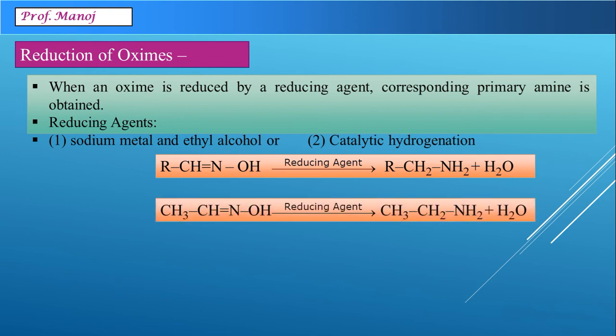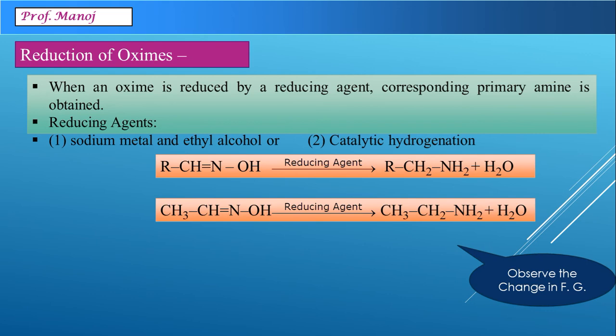You can see here CH3CH double bond NOH upon reduction gives corresponding primary amine. You can see the change. NOH is becoming NH2. The last OH group goes out as water molecule.